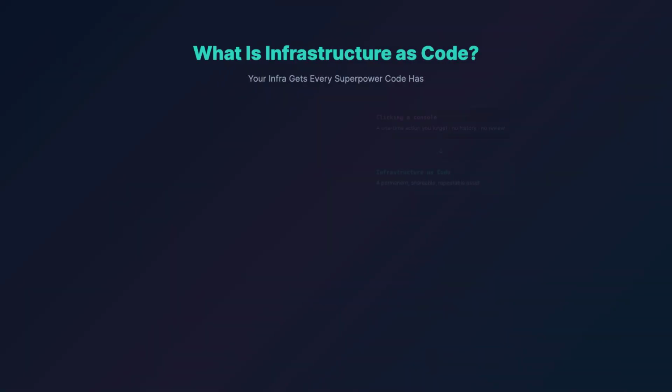So what is infrastructure as code? The idea is simple but transformative. Instead of creating servers and databases by clicking in a web console, you define them in text files, and a tool reads those files and creates the real infrastructure to match. Your servers, networks, and databases become code, sitting right next to your application code, and once your infrastructure is code, it inherits every superpower code has.